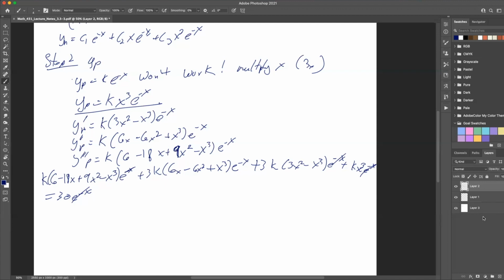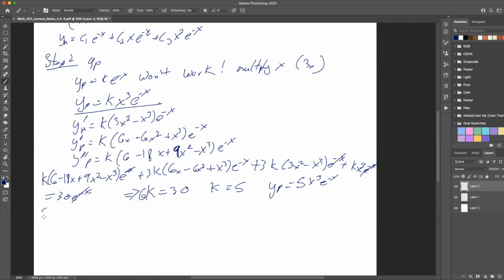And then if you work through all of this, it ends up being a big mess, but once you work through all of it, you get 6k equals 30, which means k is equal to 5. So in y particular, a lot of stuff ends up canceling. The only thing that survives is this, because all the other parts cancel. And then here you get 5x cubed e to the minus x.